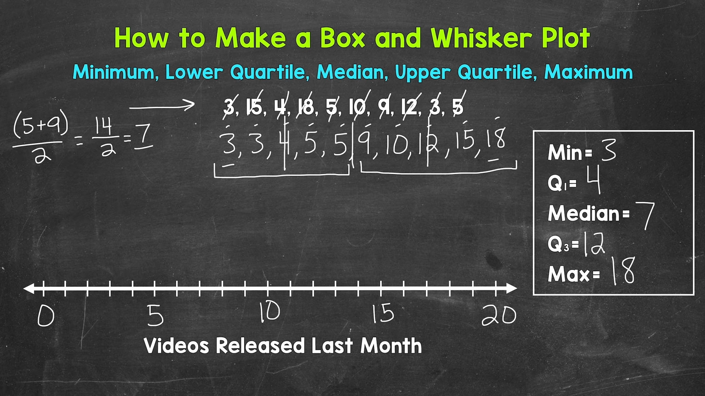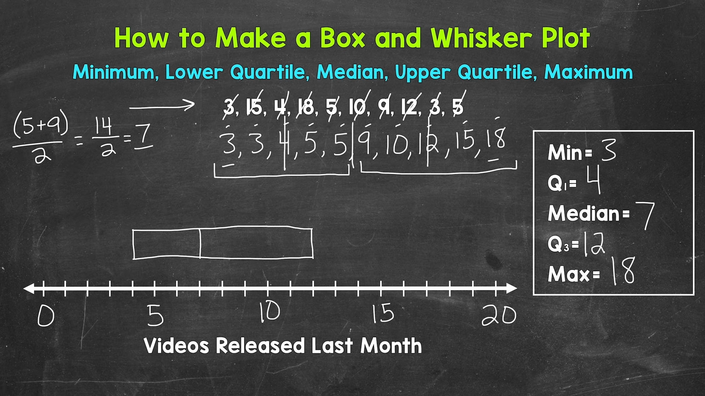Now let's create the box of the box and whisker plot. We will need the first quartile and third quartile. The first quartile is 4. The third quartile is 12. So let's create this box or rectangle here. This is the box of the box and whisker plot. It goes from the first quartile to the third quartile. Then inside the box, we have the median or second quartile. So the median is 7, so we draw a line here for the median.